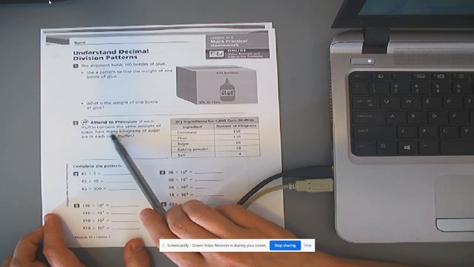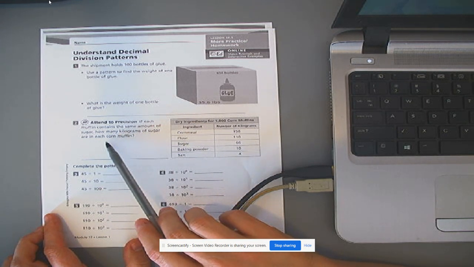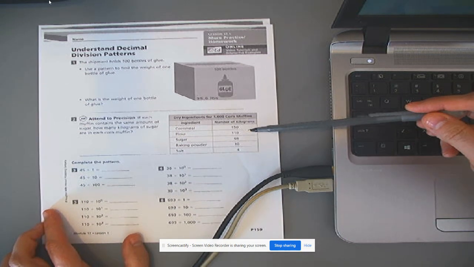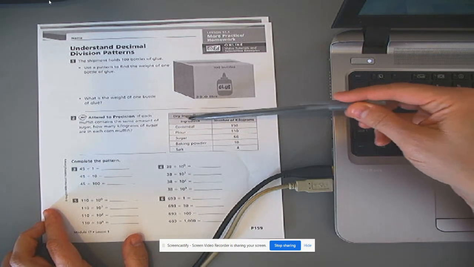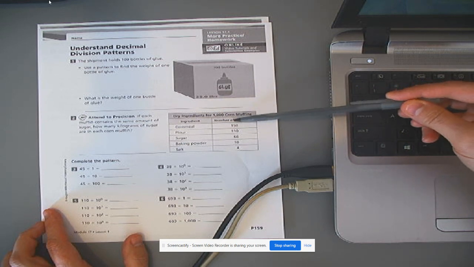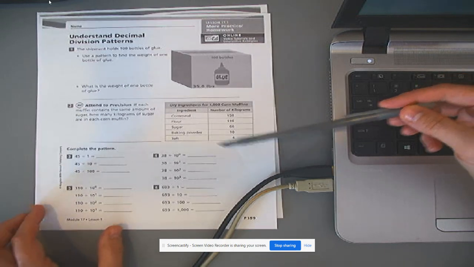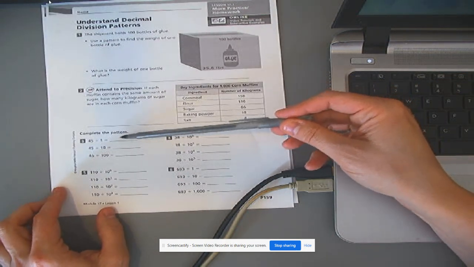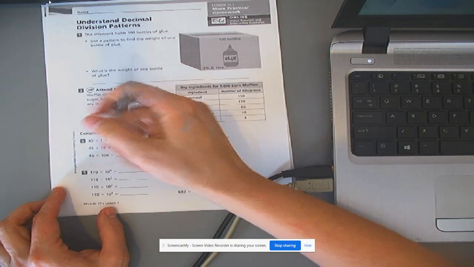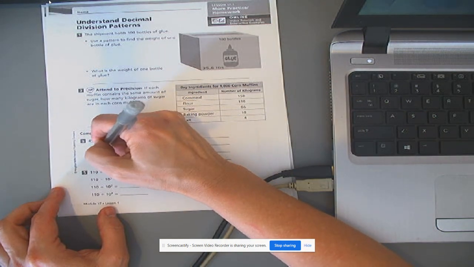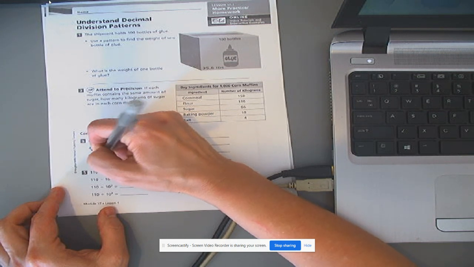Okay, if each muffin contains the same amount of sugar, how many kilograms of sugar are in each corn muffin? Okay. So there, look right here, dry ingredients for 1,000 corn muffins. So it looks like you need to divide them by 1,000. Okay, and then complete the pattern. 45 divided by 1, 45 divided by 10. Oh, how many times are we going to move our decimal? We're going to move it 1 time.